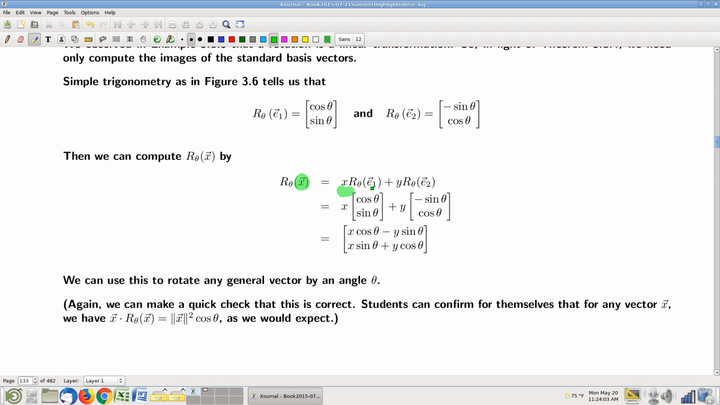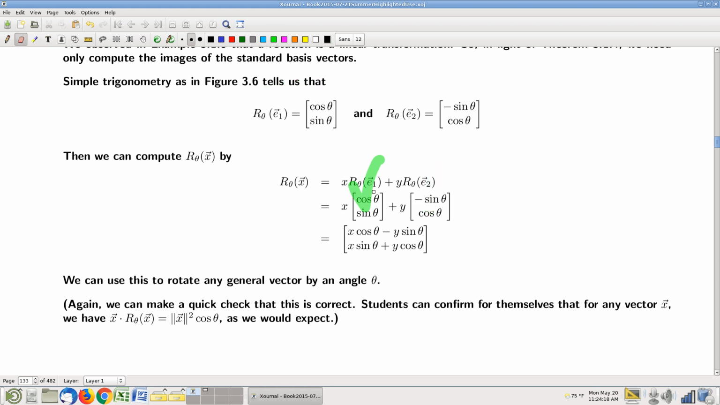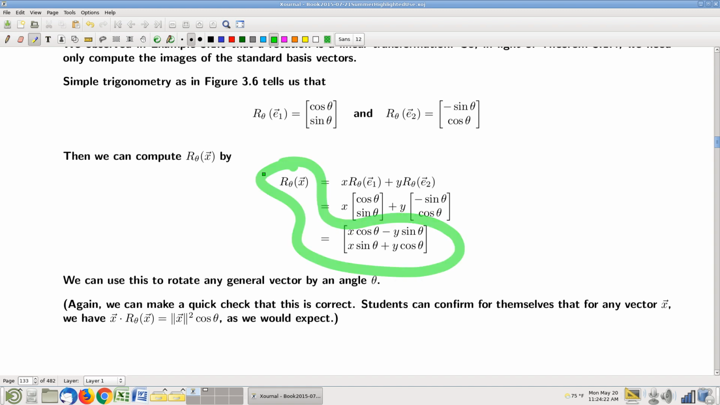X is a linear combination of E1 and E2 with its coordinates. We know R of E1 and R of E2 from up here. Multiply, collect terms, etc. And there's your general formula for rotating vectors in the plane counterclockwise by an angle theta. It's a general formula. This is really nice. I mean, this is powerful.